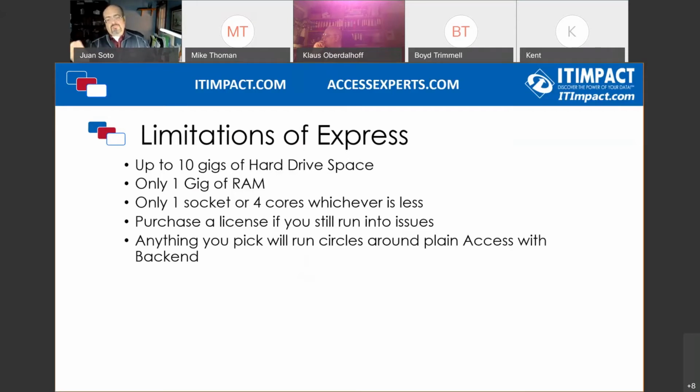So if you were to go out and buy a server, I tell a customer, you buy what you can afford. I'd rather you buy a $5,000 server versus a $1,000 server, but if a $1,000 server is what you can afford, it's still going to have 6 or 8 cores, and it's still going to run circles around a Microsoft Access backend.